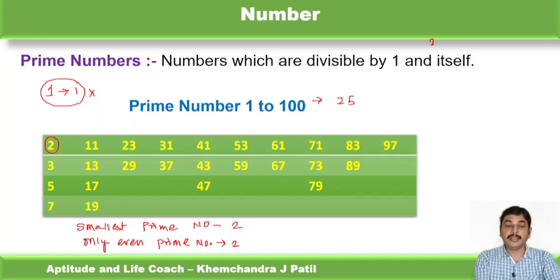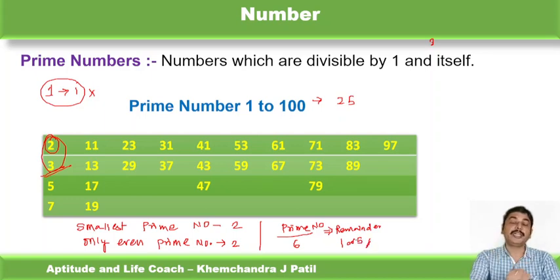Again, one of the very important properties of prime numbers: other than 2 and 3, if you divide any prime number by 6, whatever remainder you get, this remainder is either 1 or 5. This is a very important point, and this point will help you to recognize or identify whether the given number is a prime number or not.